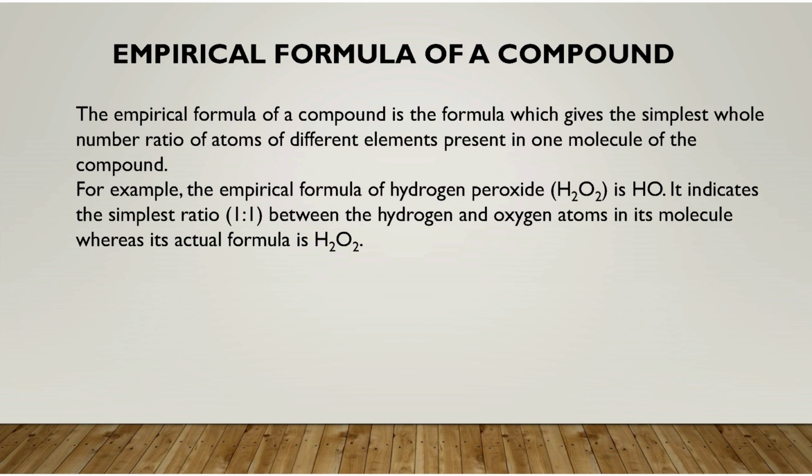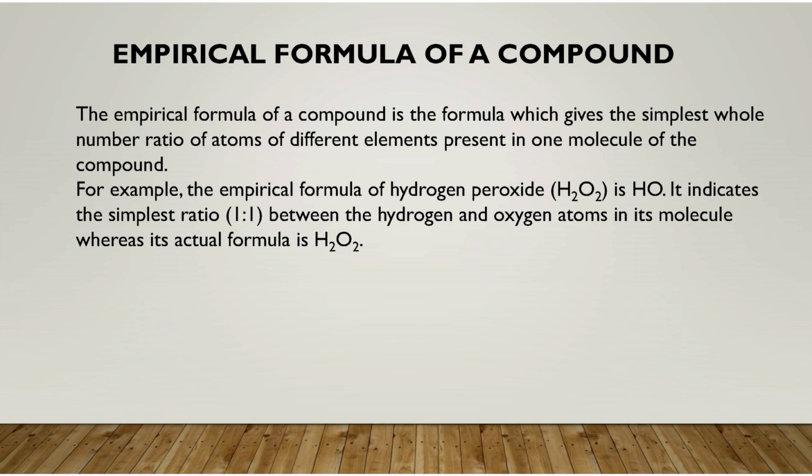Our last topic is the empirical formula of a compound. What is the empirical formula? The empirical formula of a compound is the formula which gives the simplest whole number ratio of atoms of different elements present in one molecule of the compound. Simply, we can say the empirical formula gives the whole number ratio of different elements present in a compound. Here I am giving you an example, so you can understand easily.